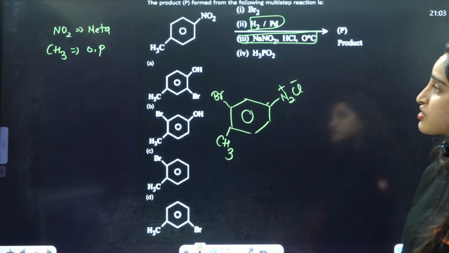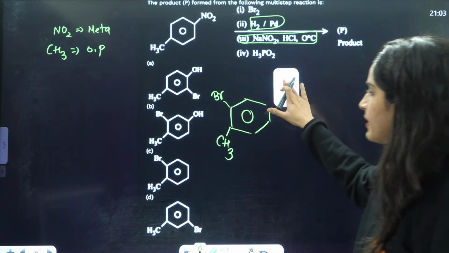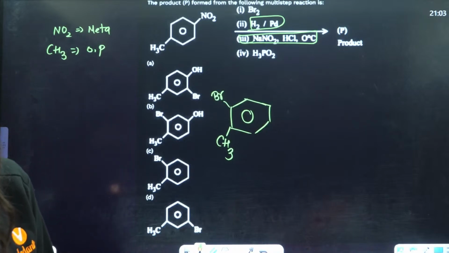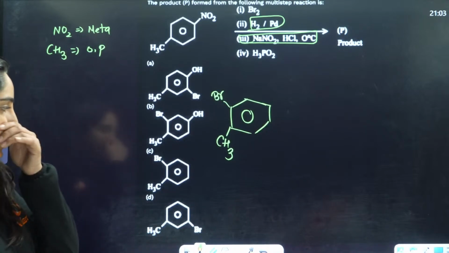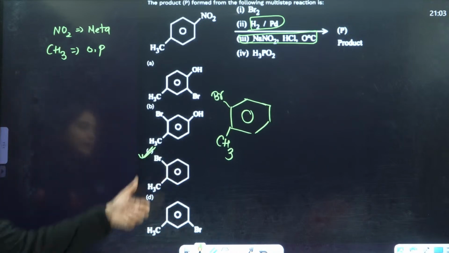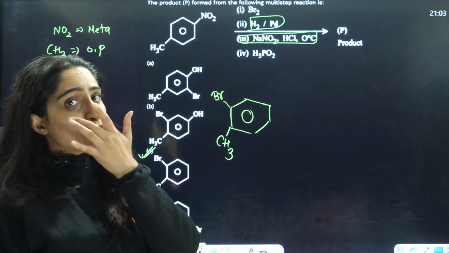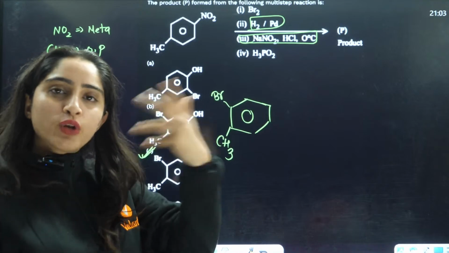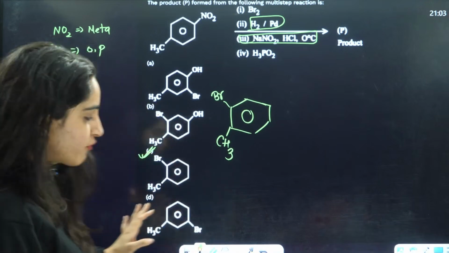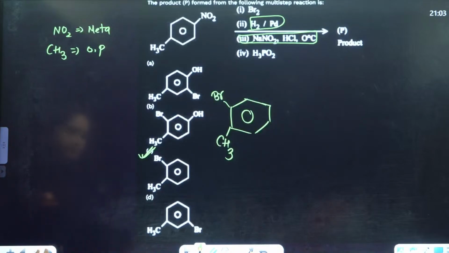After that, you are doing H3PO2. Now this will be eliminated. Now tell me what is the answer that you will have. The answer is this, C. As you can see, C is the correct answer, because H3PO2 is going to convert the diazonium. If you have N2Cl, it is going to vanish that N2Cl, right? So C is the correct answer.